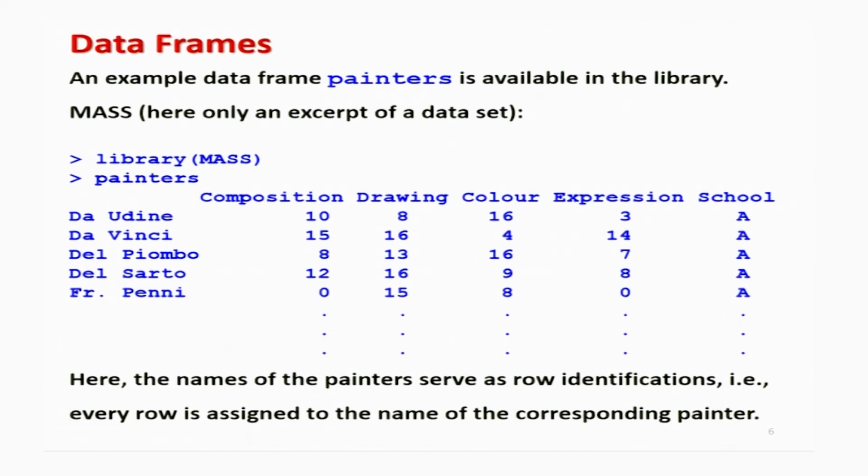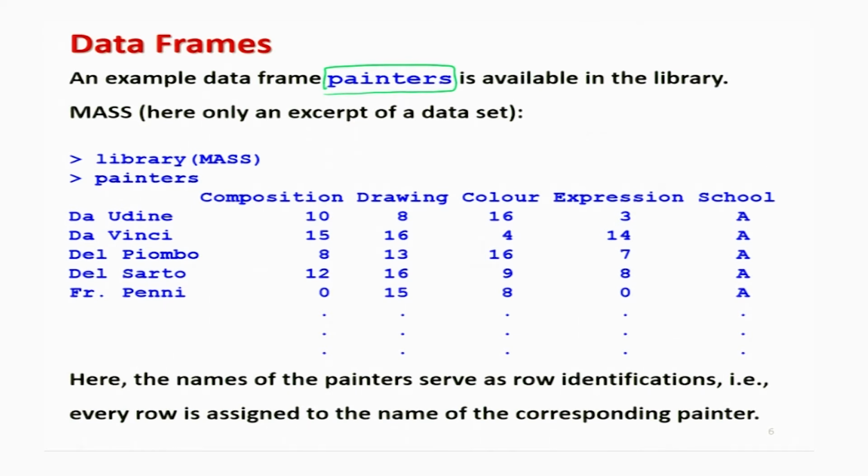In this MASS package there is a data frame whose name is painters, all in lowercase. This is available in the library. There are many data sets available in this package, and it actually contains all the data sets which have been used in the book, right?